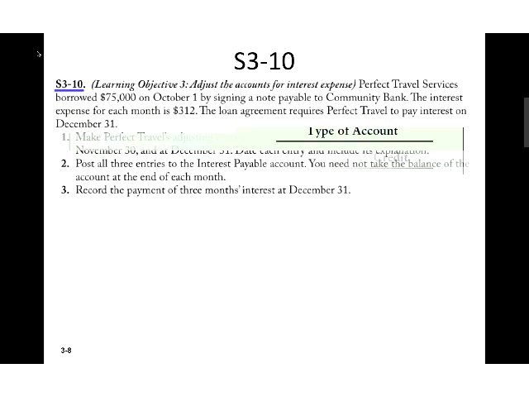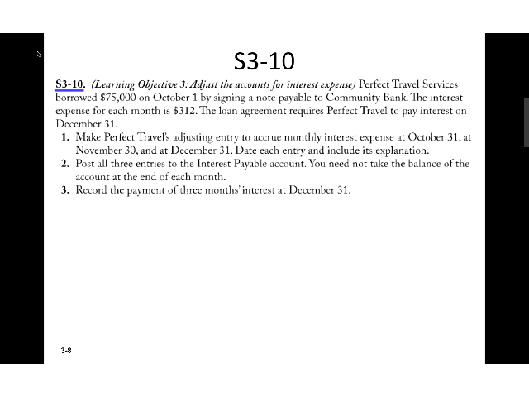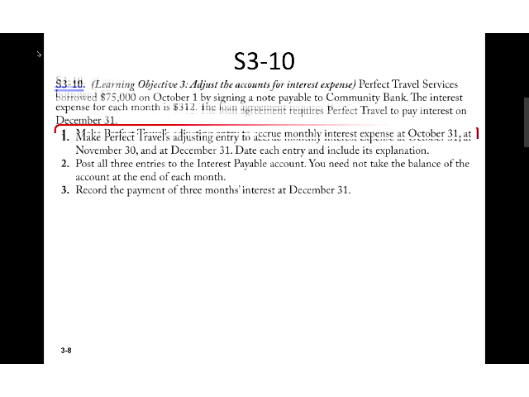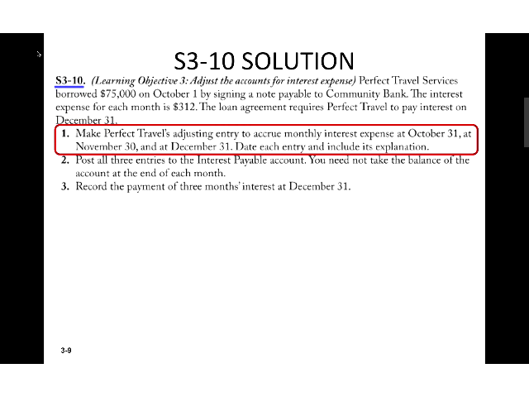We'll just get started on the homework because we have several exercises that, if you need extra assistance, we're going to walk through. So exercise 3-10: a travel service borrowed $75,000 on October 1st by signing a note payable. The interest expense for each month on this note is $312. They computed it for us, and the loan agreement requires Perfect Travel to pay interest on December 31st. So our first requirement is to make Perfect Travel's adjusting entry to accrue monthly interest expense at October 31st, November 30th, and December 31st. So we're making 3 adjusting entries.